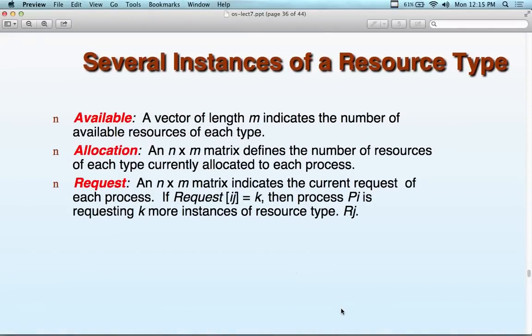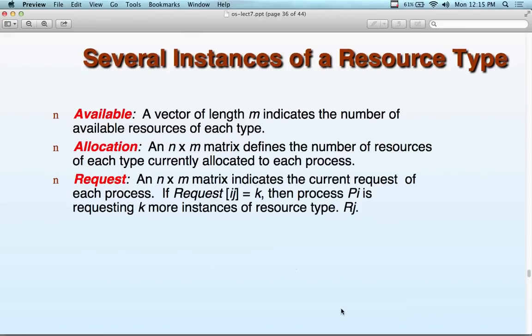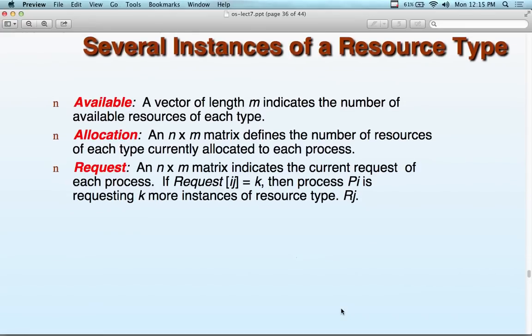If there are several instances of a resource type, you have more graphs, so you have an available piece of information, an allocation, and then a request piece of information that you're going to keep track of. You're going to log these for all processes and all resources. Then you're going to build multiple graphs for multiple different instances of the resource type. Same kind of scenario, but you complicate it with several different duplications of the same effort.